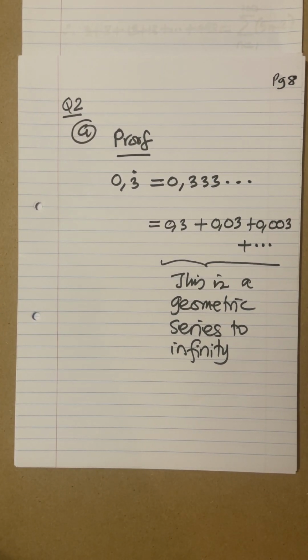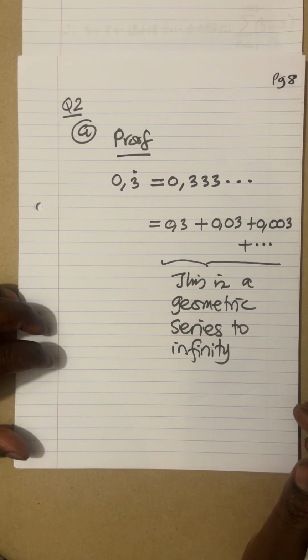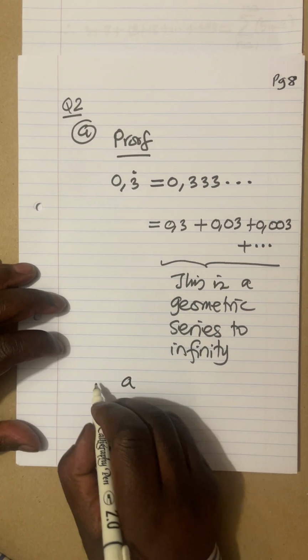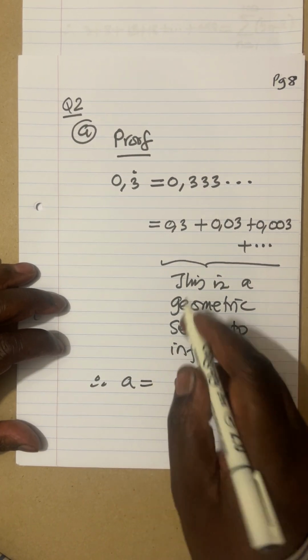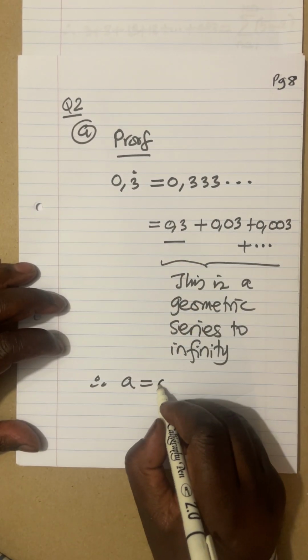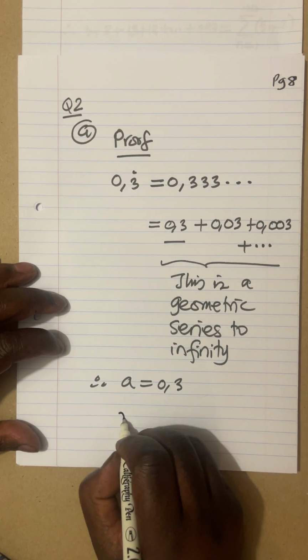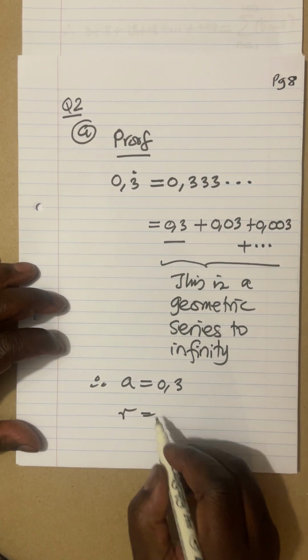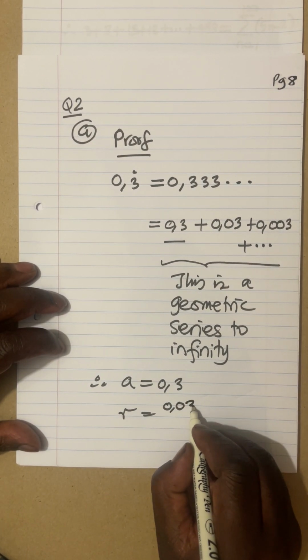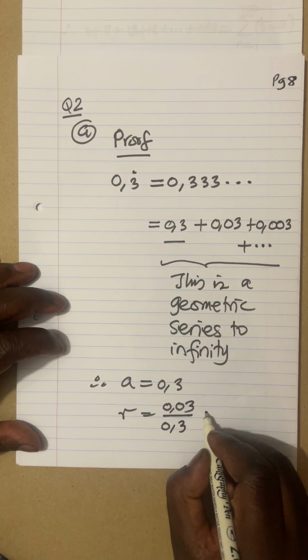It's recurring. So now we know that our first term is actually 0.3. There it is, 0.3. Our common ratio, we worked it out. From there, we're going to say 0.03 all over 0.3, and the answer is 1 over 10.